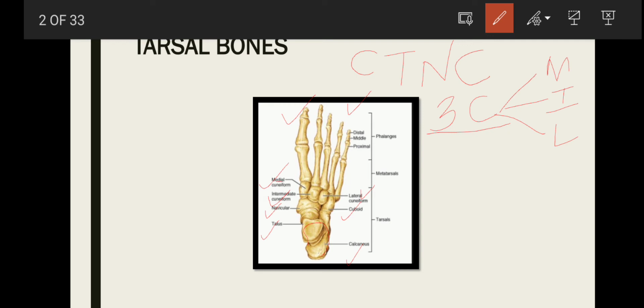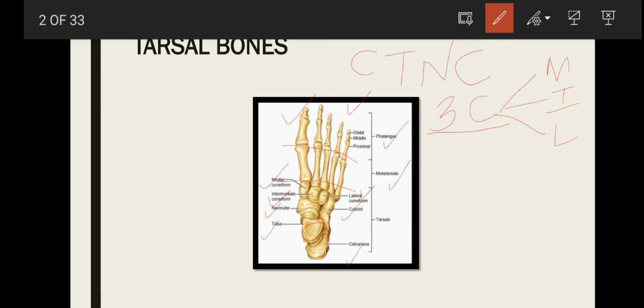Just like you had metacarpals and phalanges in your upper limb, a similar pattern is seen in the lower limb. Here you have metatarsals and phalanges, with proximal, middle and distal phalanges. You have to study the names of the tarsal bones, as they can be asked for 3-mark questions.